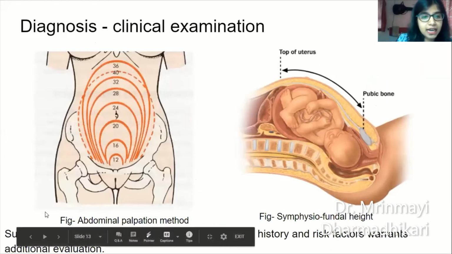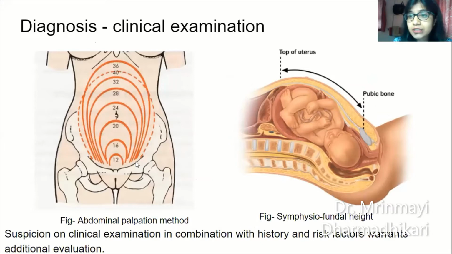So now this first diagram shows you abdominal palpation of the uterine fundus and where exactly it lies as gestation advances. At 12 weeks, you can just palpate the uterine fundus above the pubic symphysis. At 16 to 18 weeks, it is midway between the umbilicus and the pubic symphysis. At 20 to 24 weeks, it is around the umbilicus.